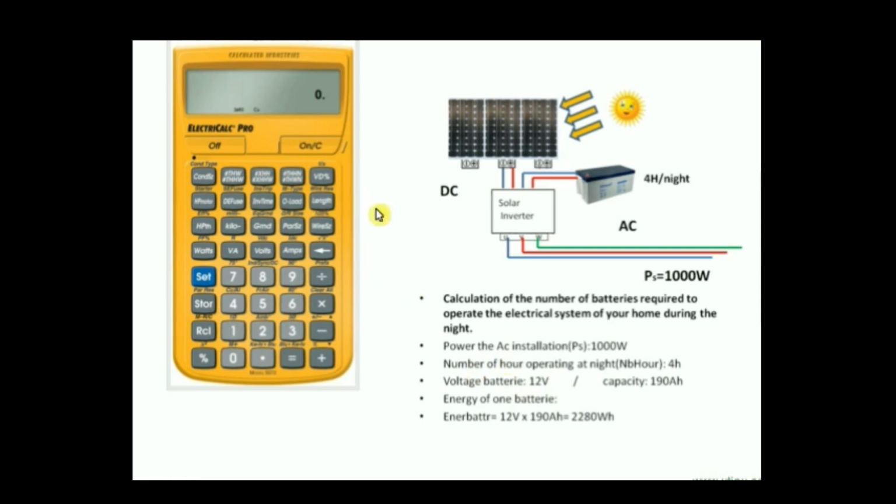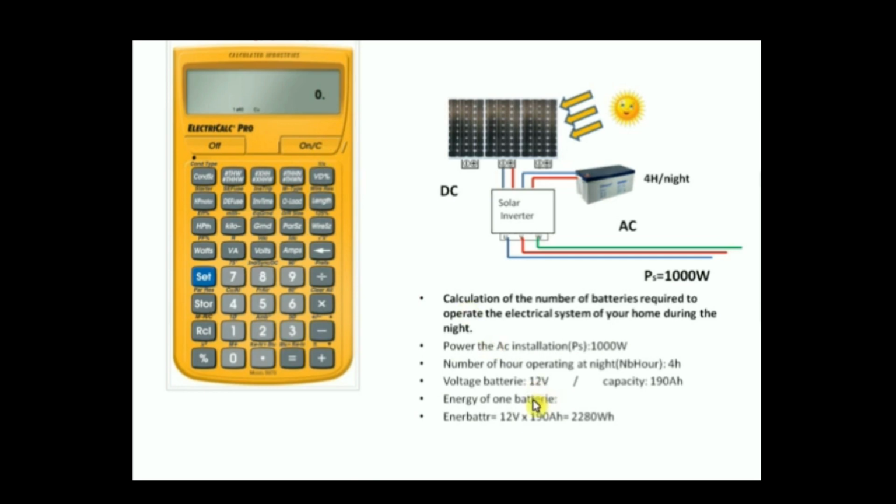First of all, we have to clear all. So we're going to click on set and then on clear all. And now we have to switch on one phase mode. So we're going to click on set and then on one. As you can see, we are in one phase mode. And now we can start the calculation of the energy of one battery.